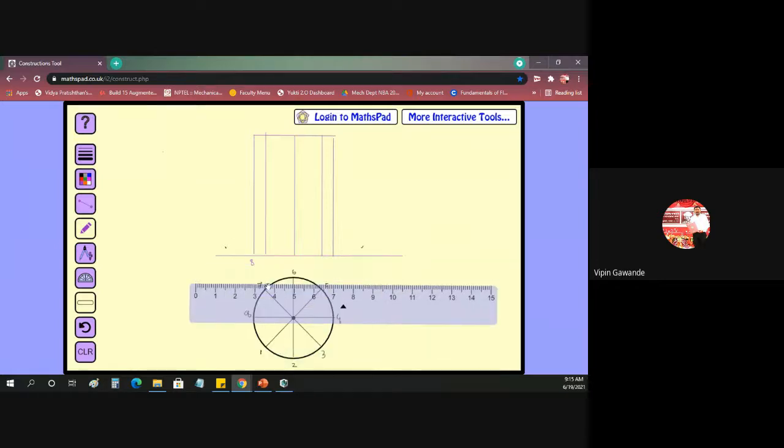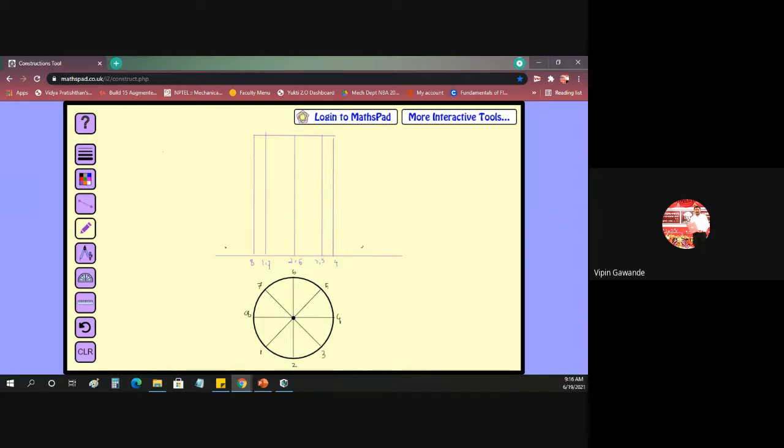Then this is the projection of what? This one is the projection of 1 and 7. So you have to mark here 1 and 7. Now this is the projection of what? This is the projection of 2 and 6. Then this is the projection of 2, 3 and 5. This is the projection of 3 and 5. And this is the projection of 4.